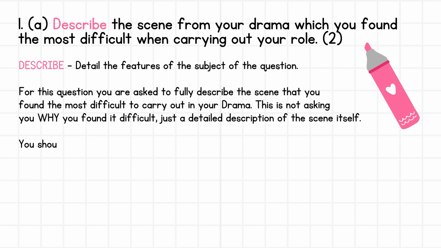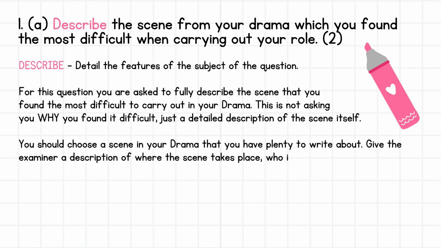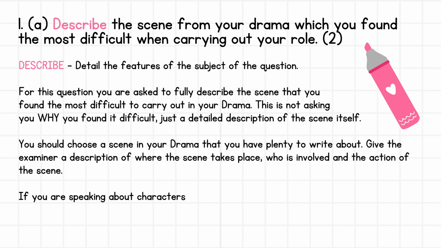You should choose a scene in your drama that you have plenty to write about. Give the examiner a description of where the scene takes place, who's involved in the scene, and the actual action that takes place during the scene. If you're speaking about characters in the drama, try and mention them by their character name rather than just naming them Actor 1 or Person 1, as this can be quite confusing to keep track of for both you and the examiner marking your paper.